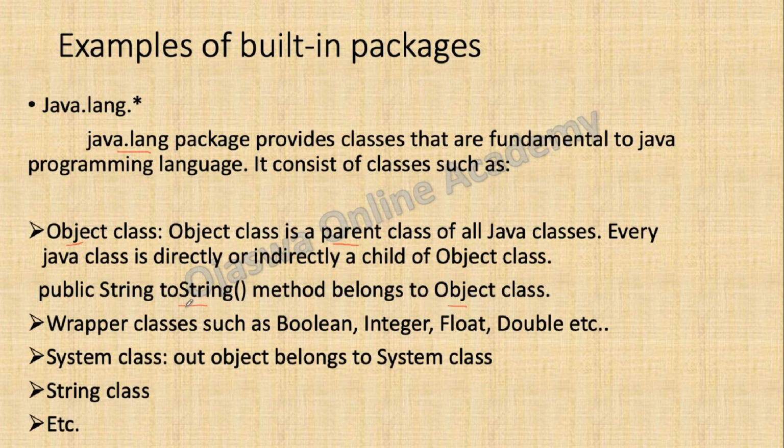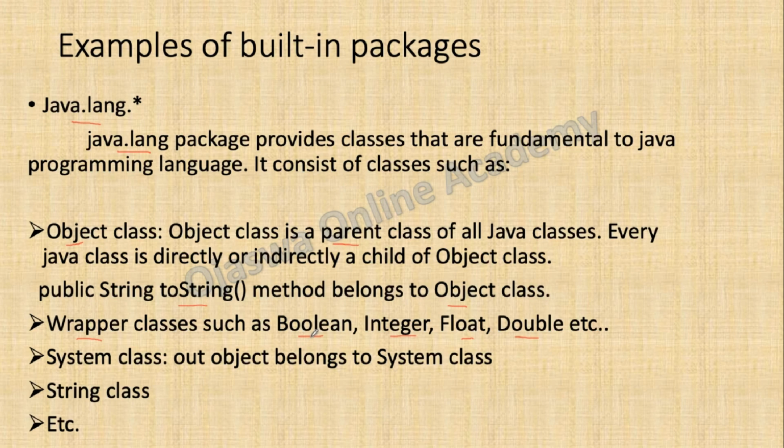We have written code for the toString method in our previous classes and we never wrote import java.lang. Why? Because java.lang package is automatically included in your program. You don't have to write an import statement for including classes belonging to java.lang package. Then you have wrapper classes such as Boolean, Integer, Float, Double, etc. Whatever primitive data types you have, there are wrapper classes for these data types.